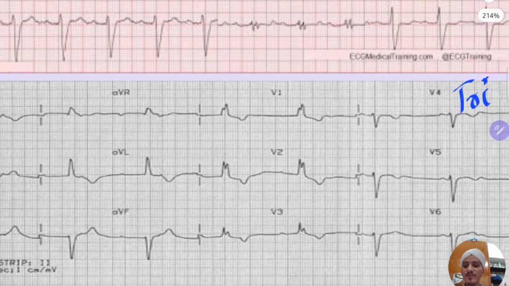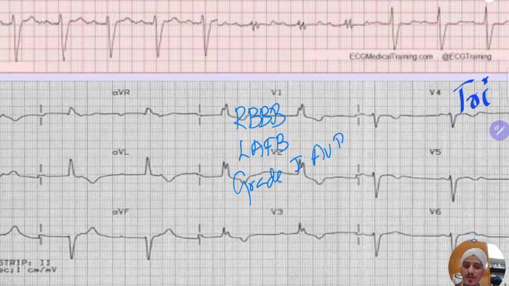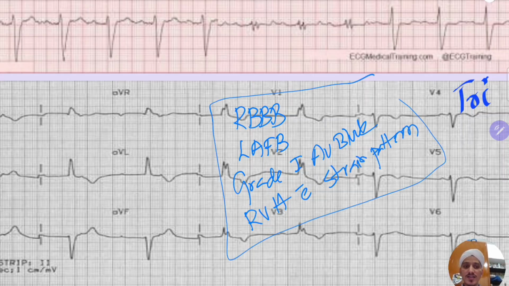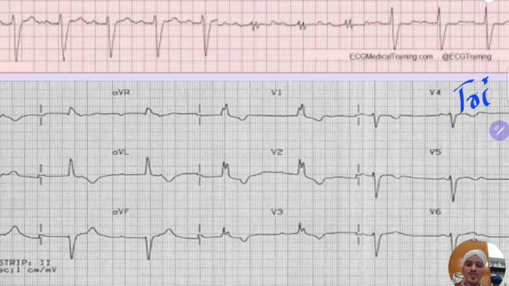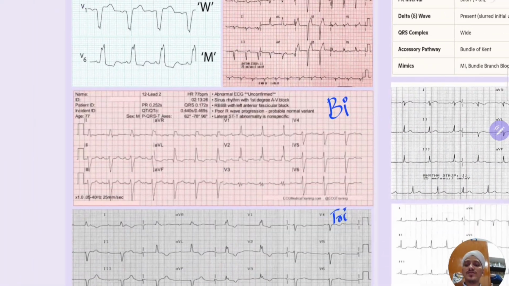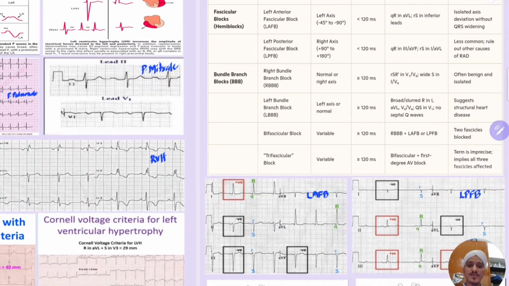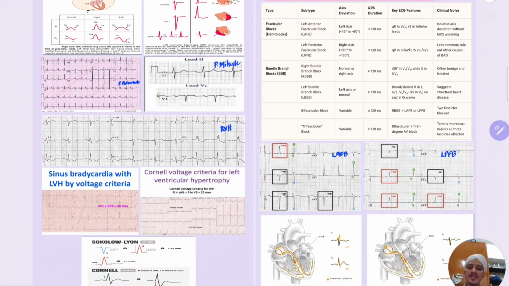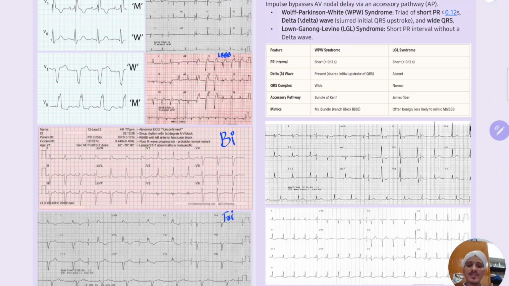So what are all the things which we have made out here? We will just point out. We are having a right bundle branch block pattern, one thing. We are having a left anterior fascicular block, second thing. We are having grade 1 AV block, and we are having right ventricular hypertrophy along with strain pattern. So 4 things we have made out on this ECG. I think you are enjoying these things. So that's about the conduction blocks, ventricular conduction disturbances. I think this is enough for today, and we will discuss the next topic.